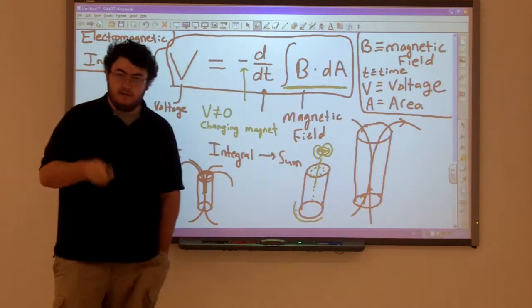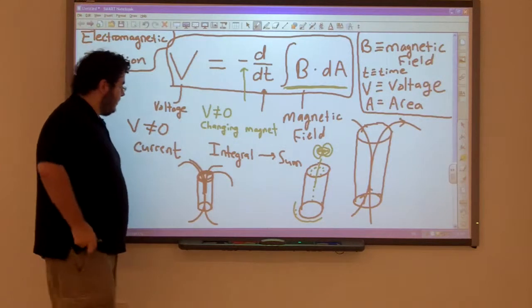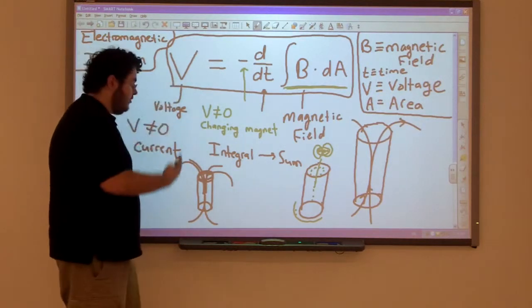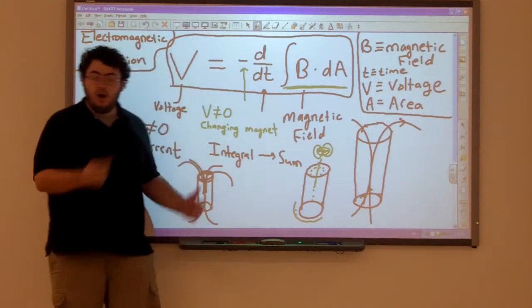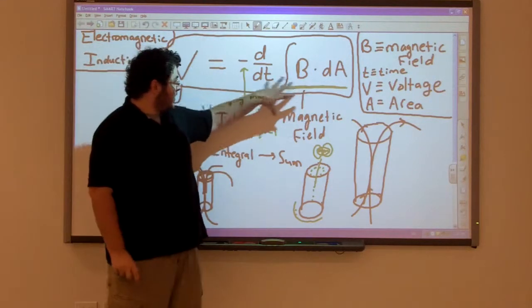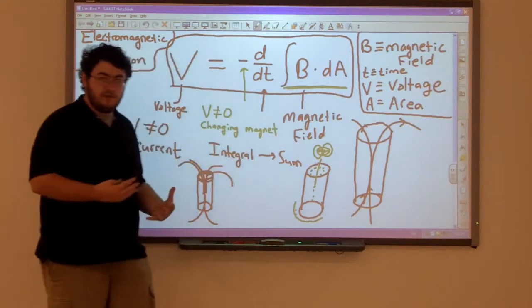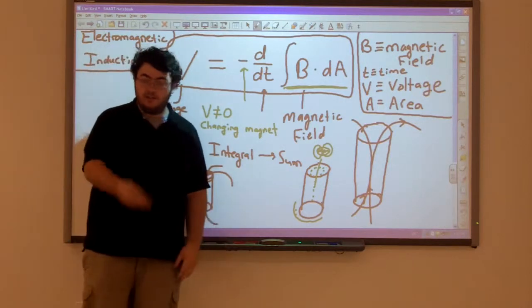The negative sign makes all the difference in the world. So the negative sign says whatever voltage is created from this field will oppose this side of the equation. So whatever voltage you set up will oppose the magnetic field, the changing field.